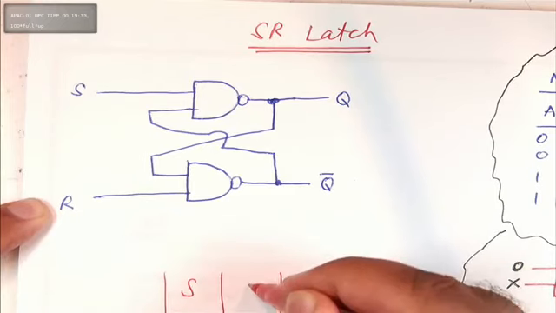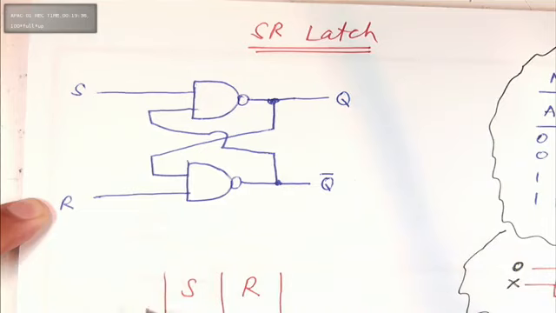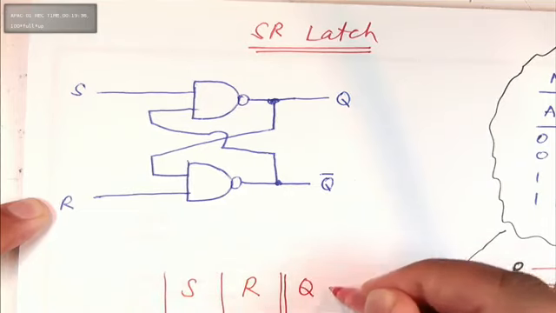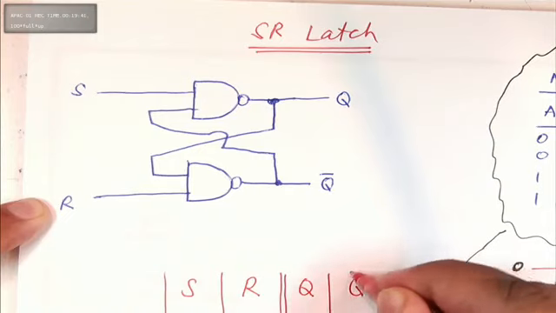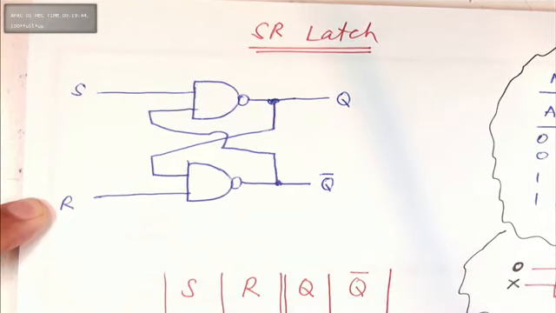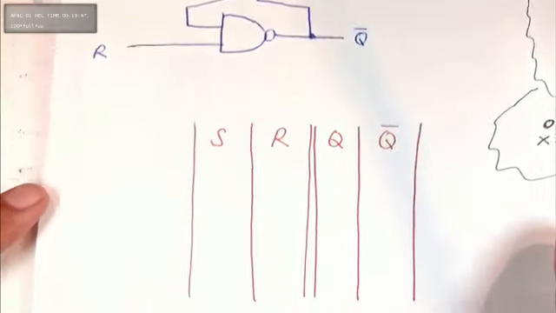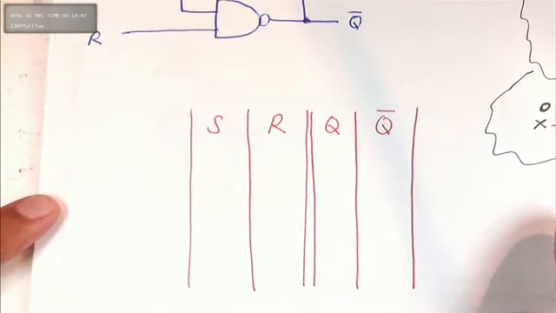Okay, so that's S, that's R. And how many outputs, guys? That's Q. That's Q bar. Yeah? How many outputs? There are two outputs, Q and Q bar.